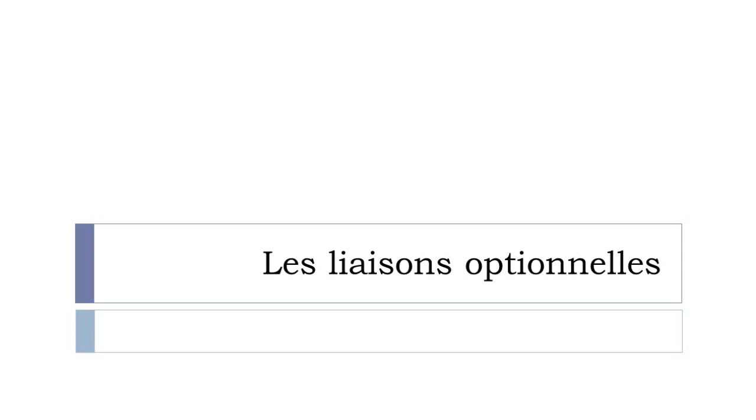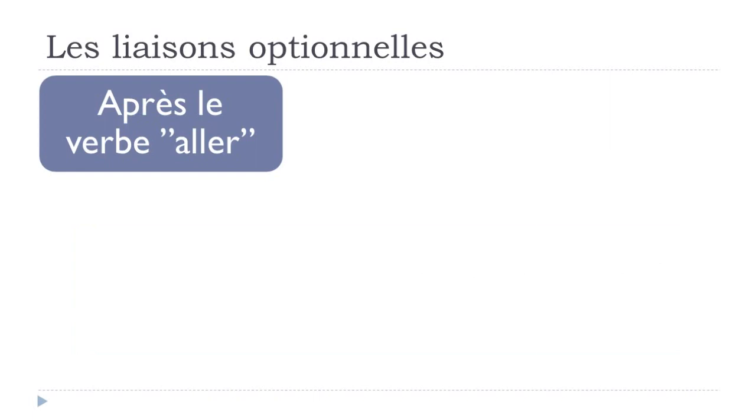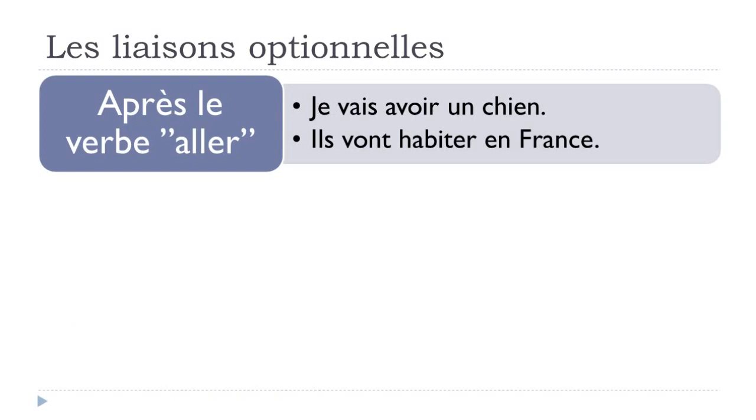Les liaisons optionnelles, and the first one will be après le verbe aller. Remember that it will be possible first to say je vais avoir un chien, so you don't make the liaison. Or if you want to make it, it is possible, je vais avoir un chien. Ils vont habiter en France, without the liaison, or ils vont habiter en France, with the liaison.